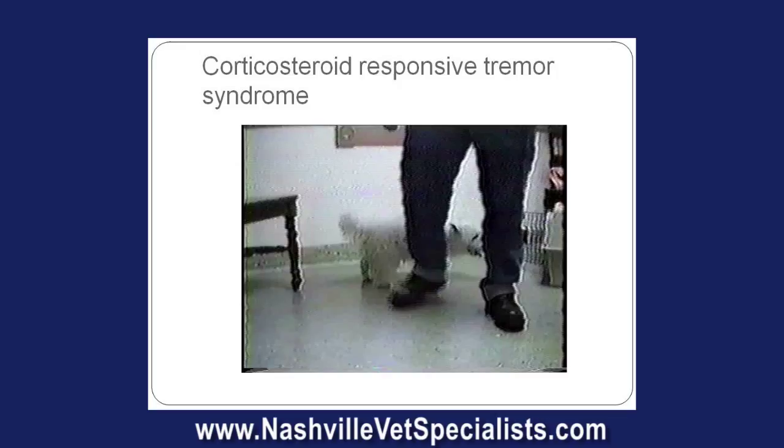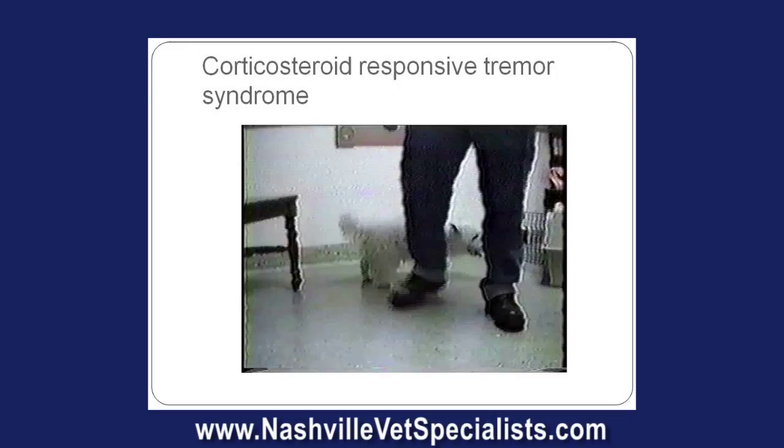So this disease was kind of called little white shaker disease, or there's some other names for it, but I think the most common term used now is corticosteroid responsive tremor syndrome. It's seen mainly in small dogs, typically less than 5 years old and less than 15 kgs. And again, the name little white shaker is kind of fallen out of favor because about half these dogs are not white. We see them in min pins and Westies and other little dogs.